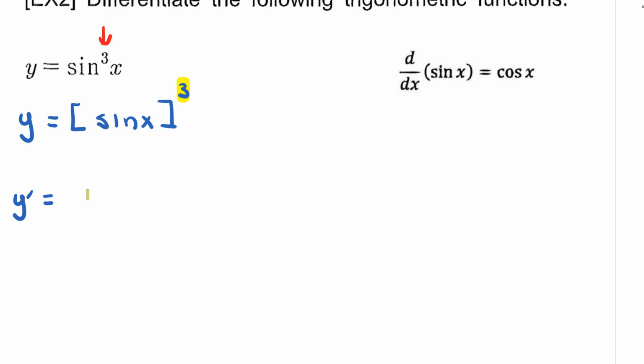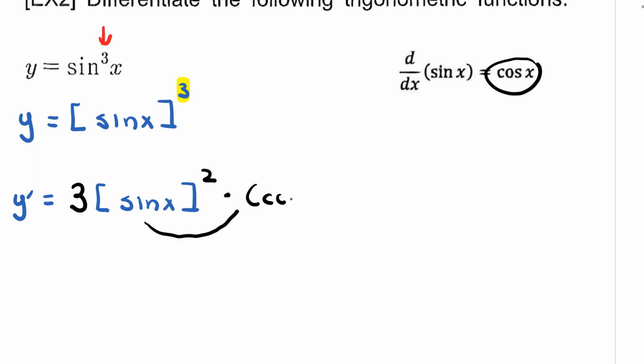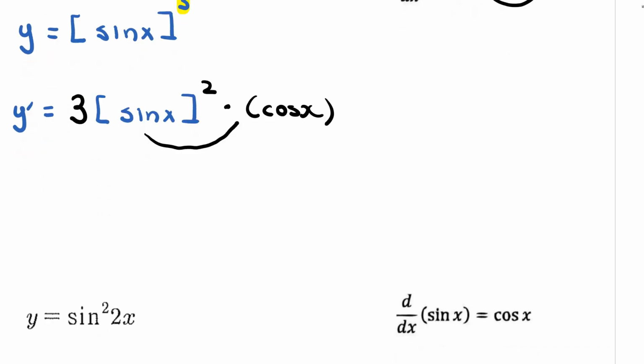So if I take the derivative here, I start off by writing 3 using the power rule, and then bracket sine x, close that bracket to the power of 2, and then I multiply by the derivative of sine x, and the derivative of sine x is just cos x. And that's it for that particular question. I won't simplify this any further.